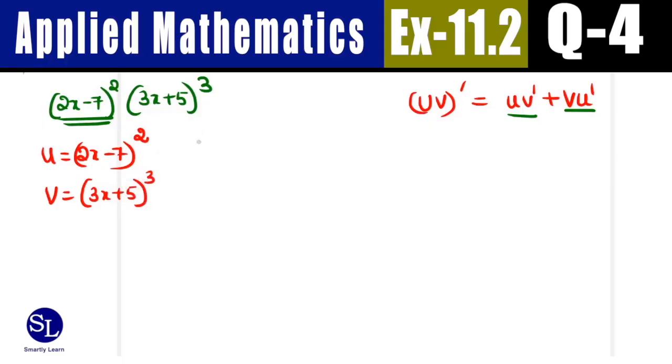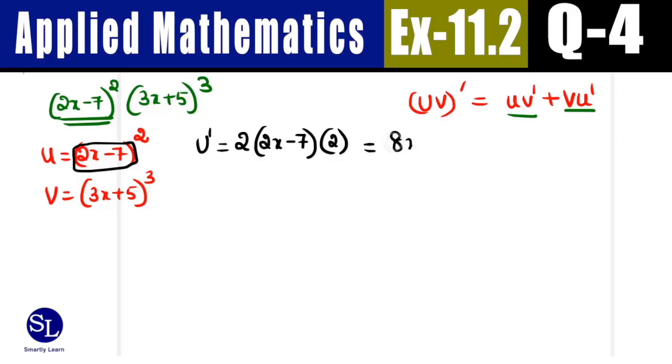Now let's compute the u'. Here I'm going to apply the chain rule. This is of the form of the power rule. So (2x − 7)² can be differentiated as 2 into (2x − 7) into the differentiation of 2x − 7, which is just 2. Now I can simplify this as 4 into (2x − 7). So this is 8x − 28.